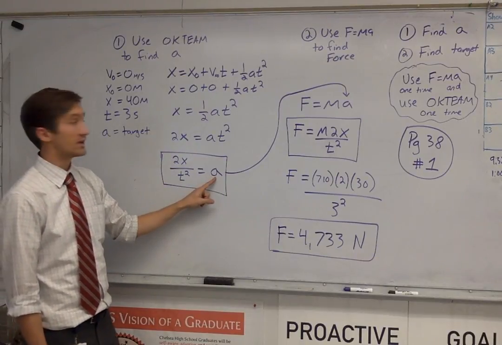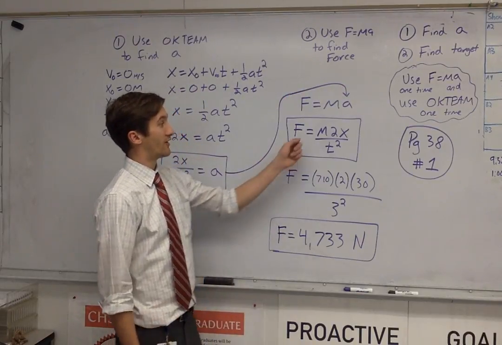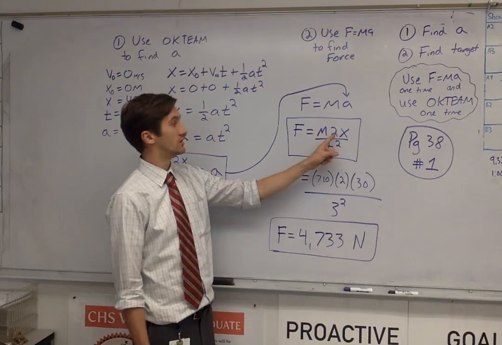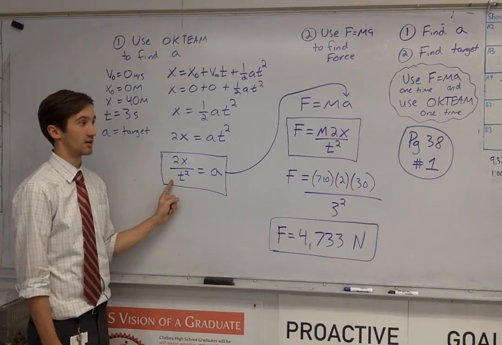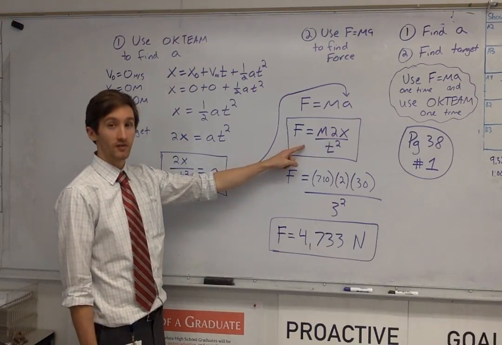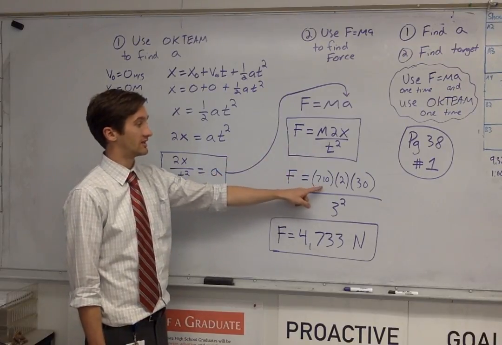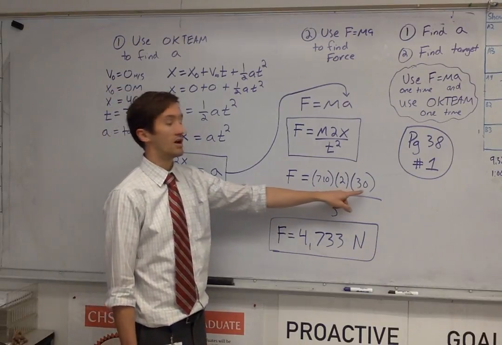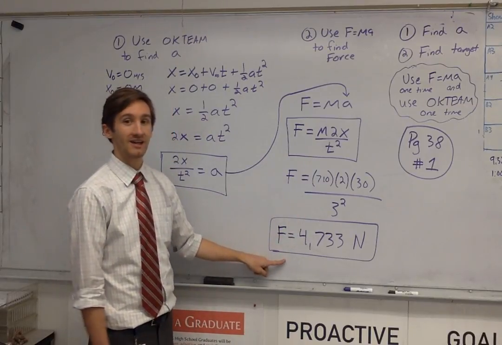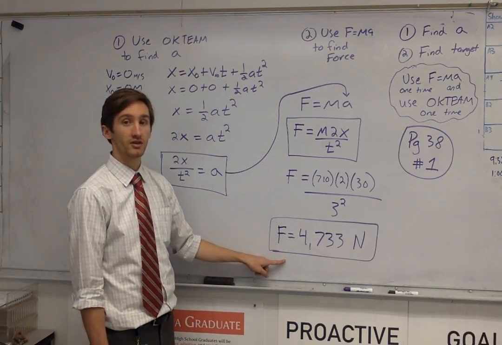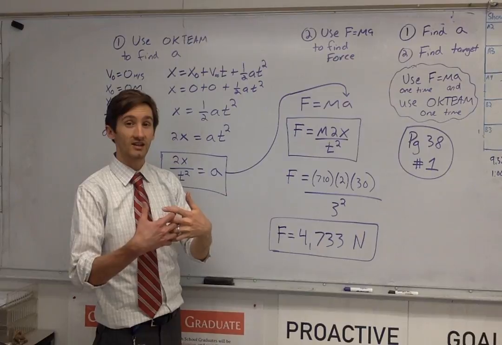I take that acceleration and I plug it in here into F equals ma. So then I have F equals m times 2x over t squared, which is what my acceleration value was here. This is my final answer if I want to leave it in variable form, or if I want to solve for the numbers, I'll plug in 710 for the mass, 230 for the position, and 3 for the time. And when I did that math, that came out to be 4,733 meters. So hopefully that helps to see the connection between forces and acceleration.